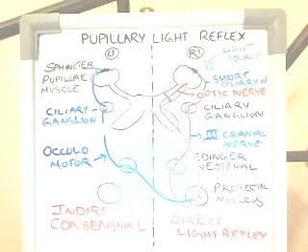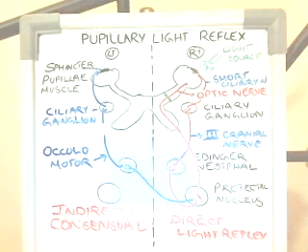The direct light reflex is absent on the same side, and the consensual light reflex on the opposite side is absent. But if you shine a light into the left eye, the direct as well as the consensual light reflex are present because the right optic nerve is not involved in the reflex where the light is shone into the left eye.